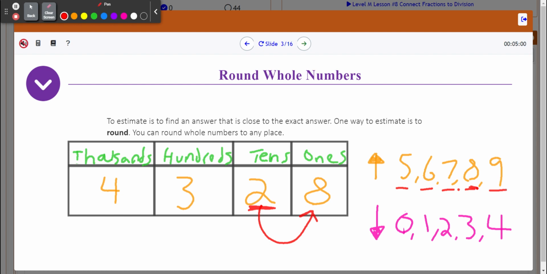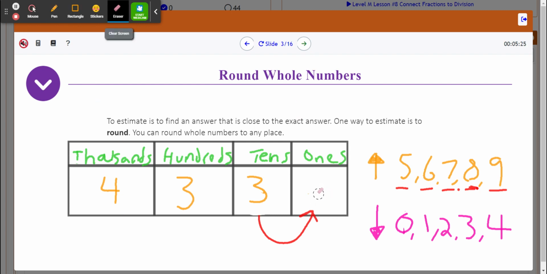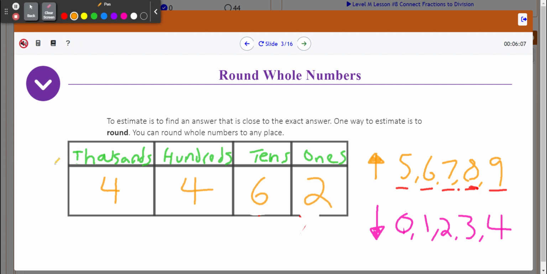So you go back to the place value you started. You go back to your tens spot, and that digit is going to go up one number. This 2 becomes a 3. The 2 goes up one digit and becomes a 3. After you've rounded up, everything to the right of that digit becomes a 0. So, rounding up, our answer is 4,330.